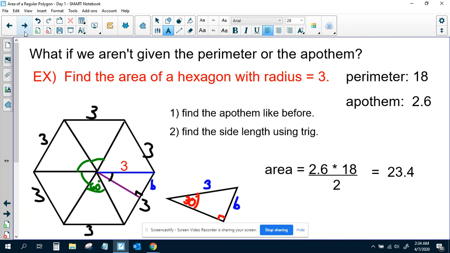We're going to plug our perimeter and our apothem into our formula. Area equals apothem times perimeter divided by 2. So when you plug that into your calculator, you should get 23.4 square units.